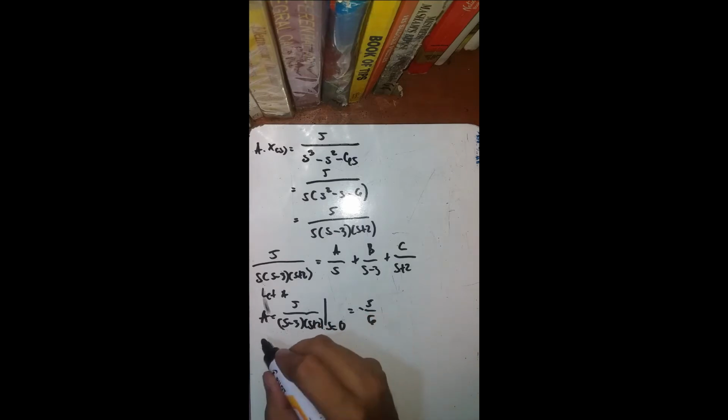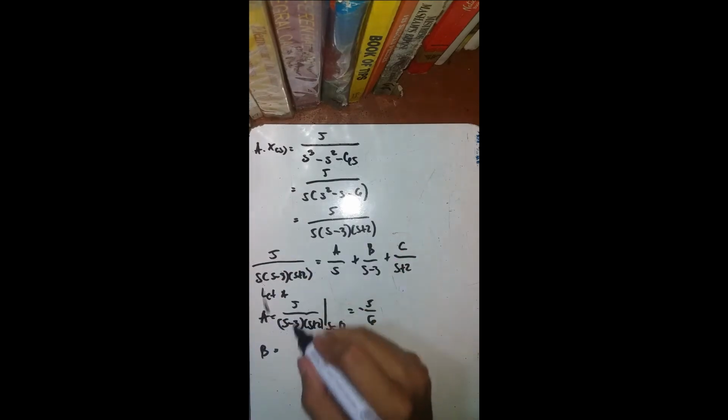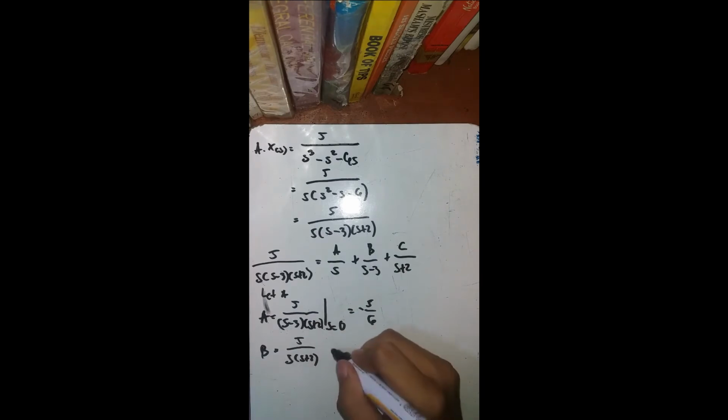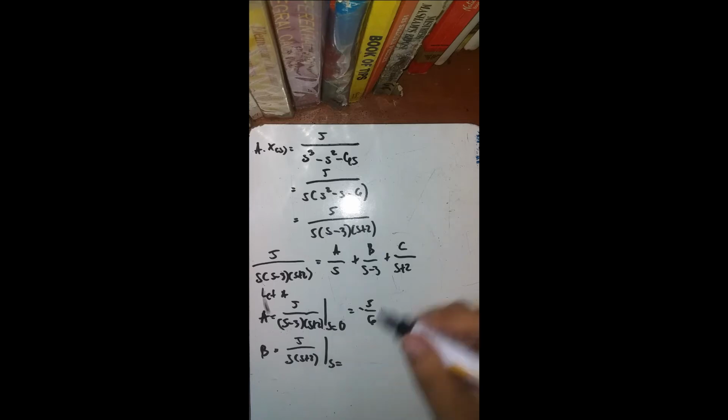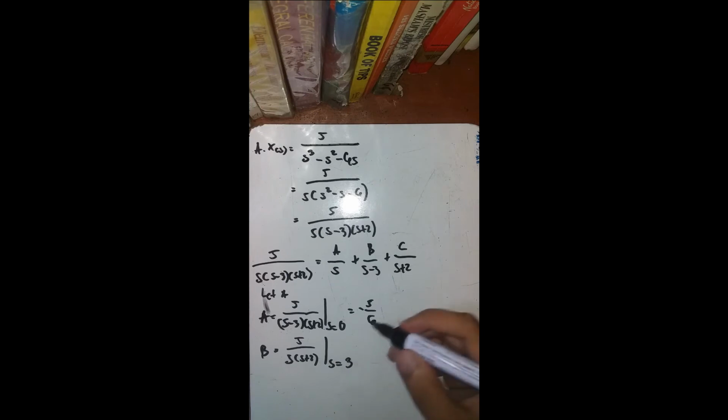Next, we have our B. Again, we cancel out the s minus 3, cancel this out. What's left here is 5 over s plus 2. And we let s be equal to, based on here at your B, which is 3. So the answer here is 1/3.